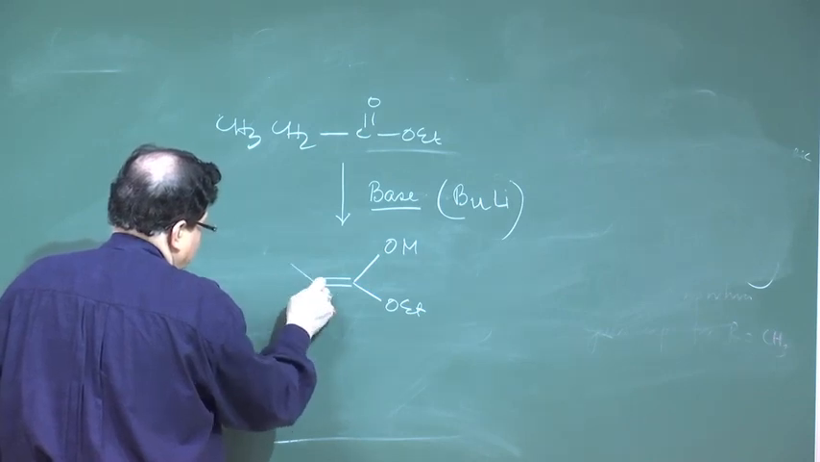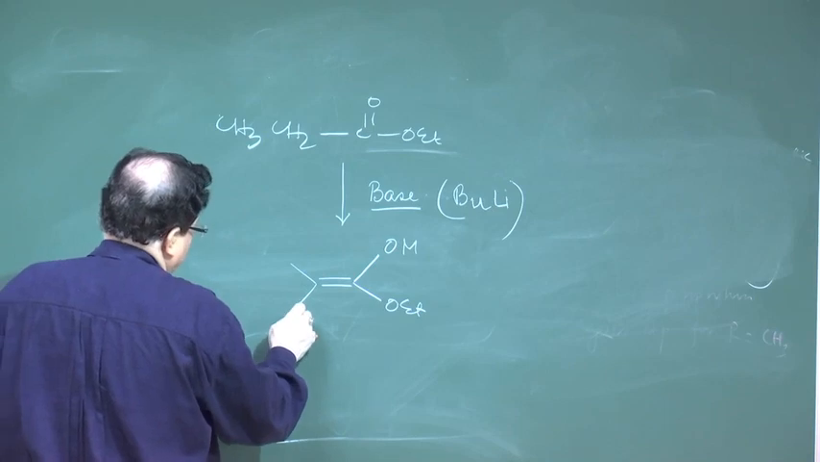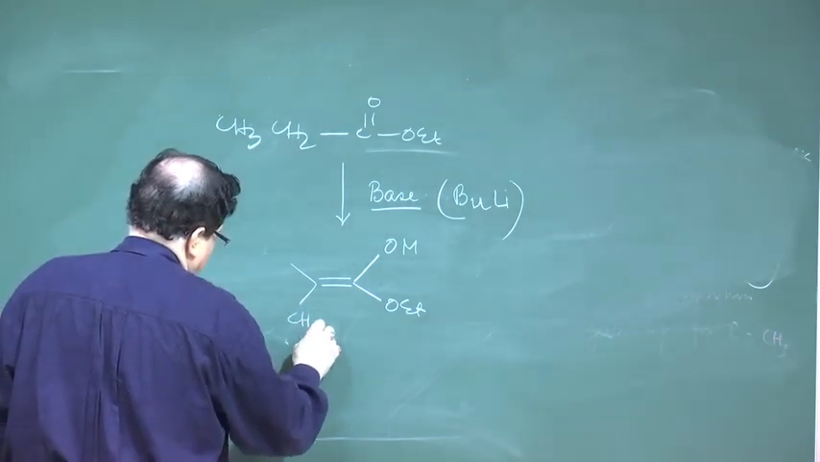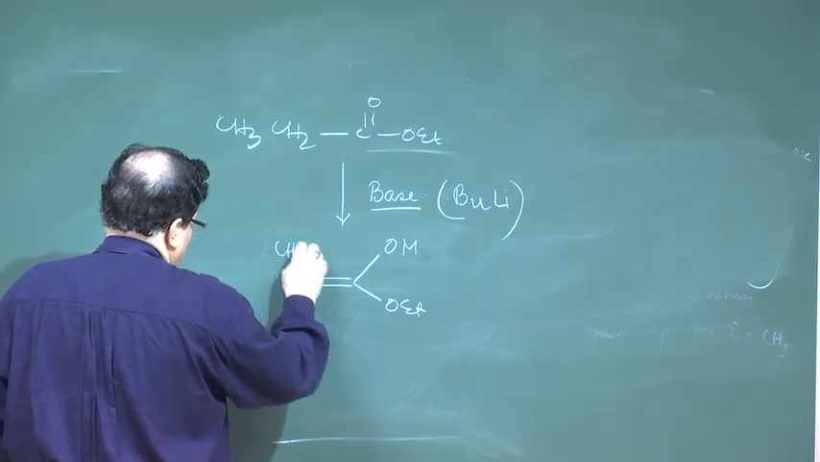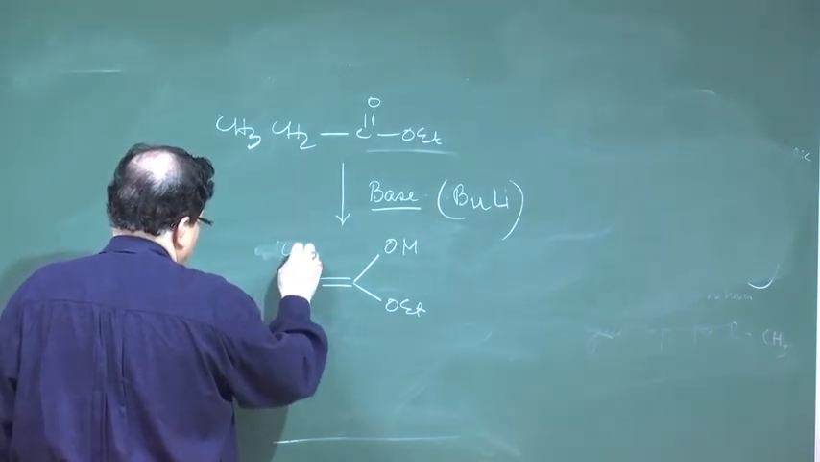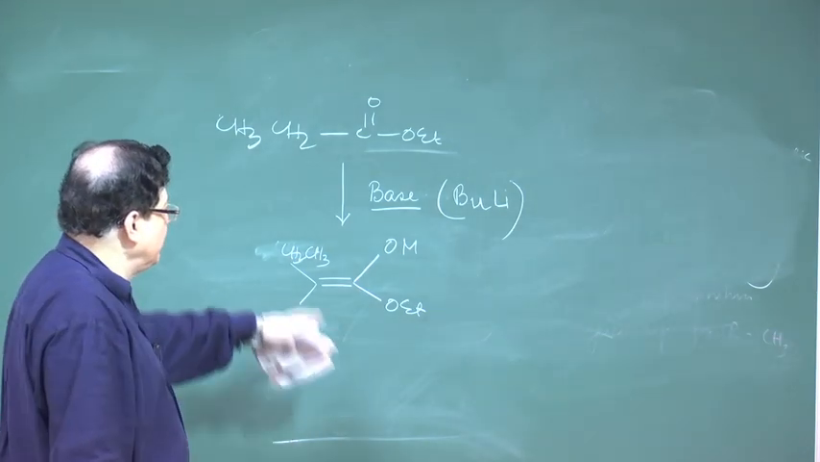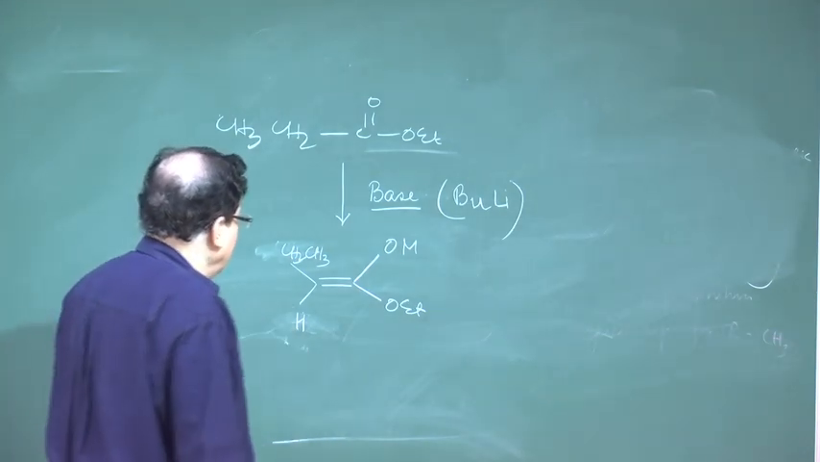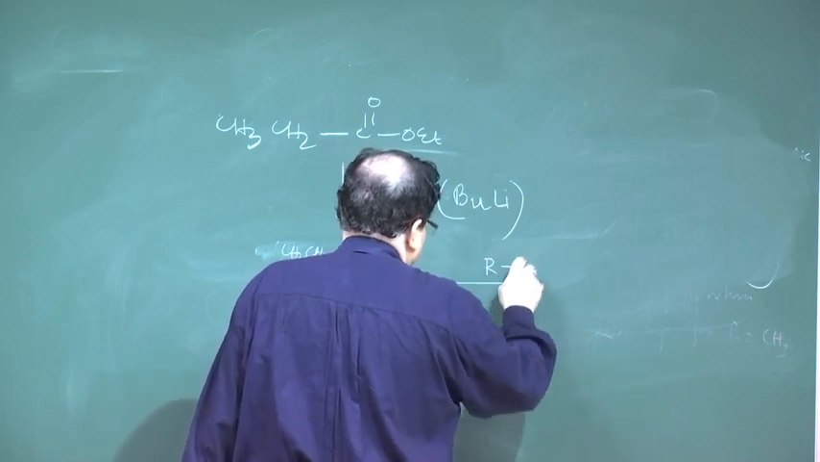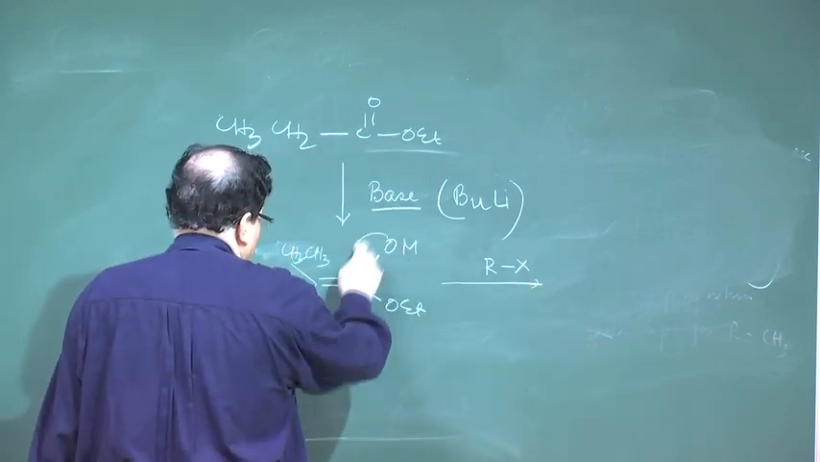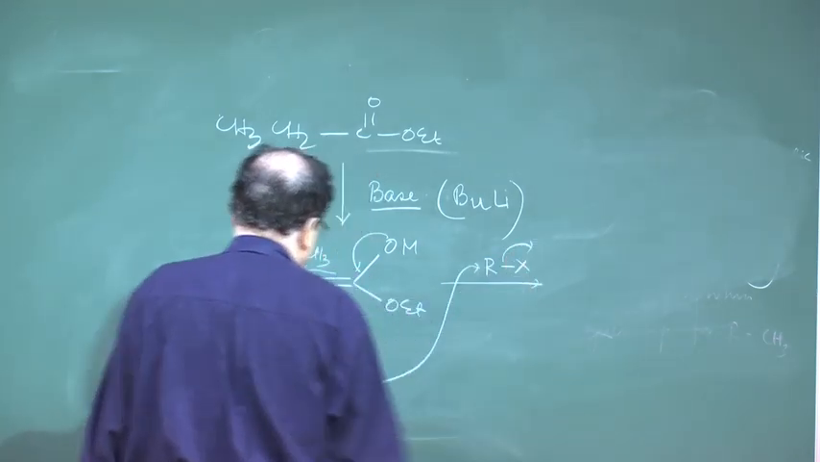you have this. See, there are two types of enolates that can be formed. Suppose I get this enolate in predominant amount, suppose I get this one. Okay. It also depends on the reaction conditions which enolate will be formed. Suppose I get this enolate and then I do the reaction with the alkyl halide. So, this comes back and now this attacks the R, and the X goes out.